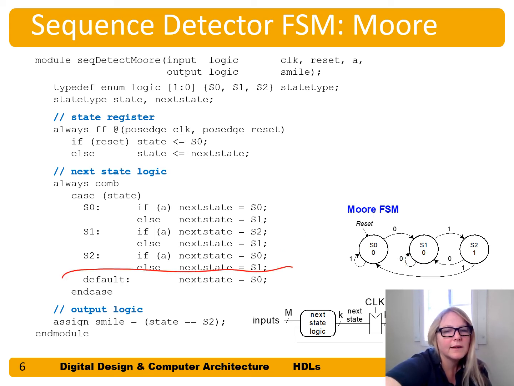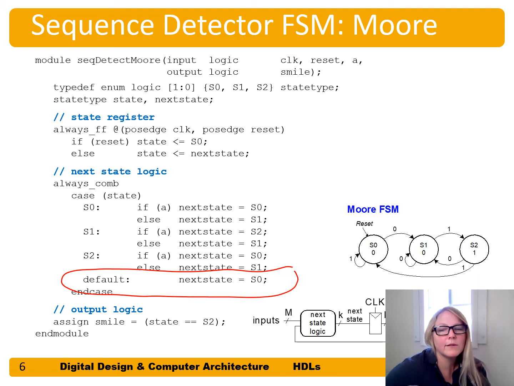And again, super important to include the default state. Always include that, so that, for example, in this case, we have 2 bits of state. One of those state combinations is not being used because we only have 3 states. And so even though that state will never occur, the combinational logic needs to be deterministic for all possible input combinations.